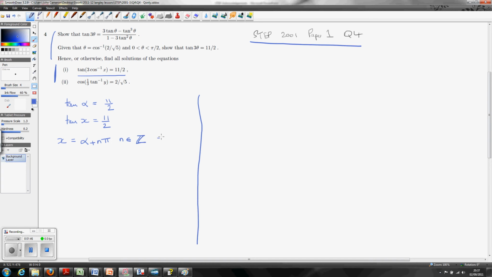That is, n is minus 2, dot dot dot, any number: minus 2, minus 1, 0, 1, 2, any integer you like, add n pi.